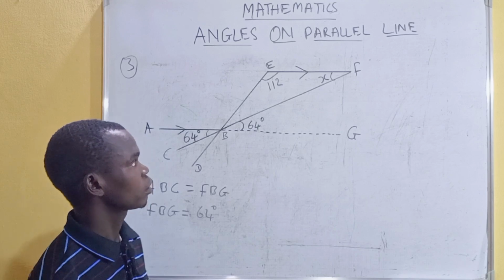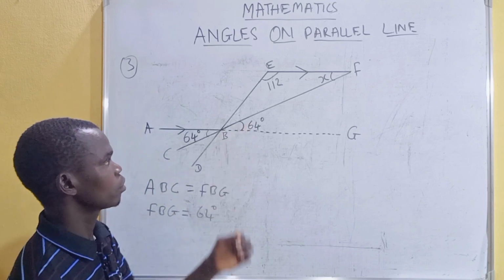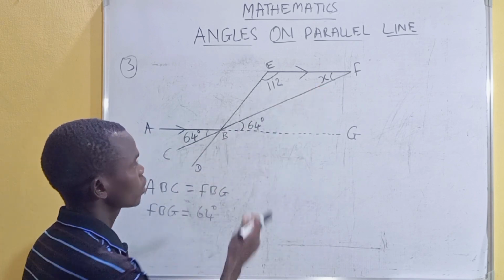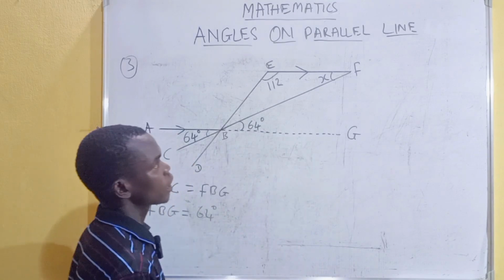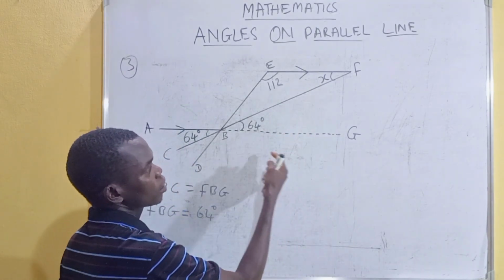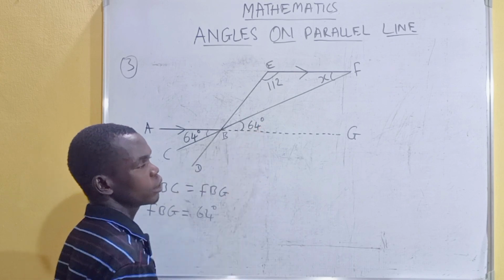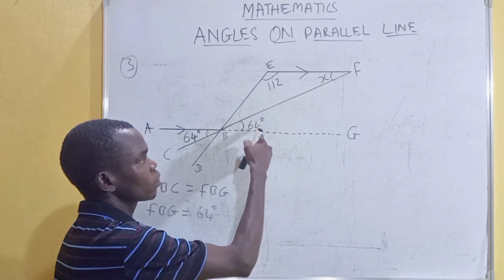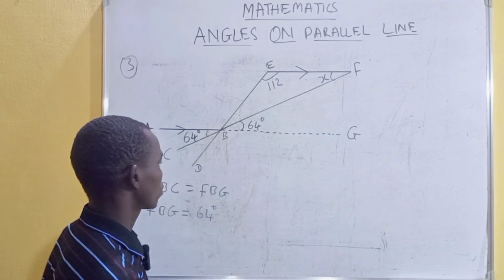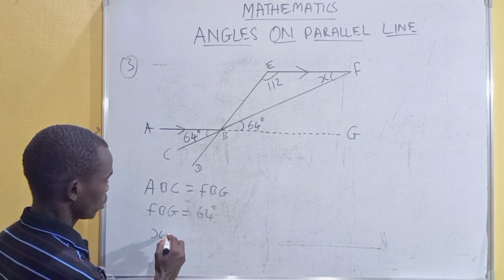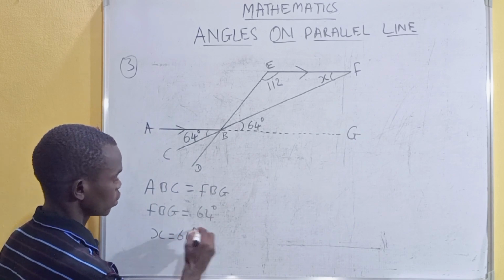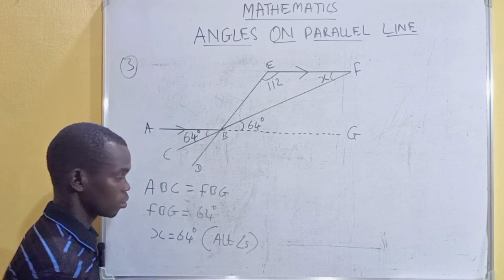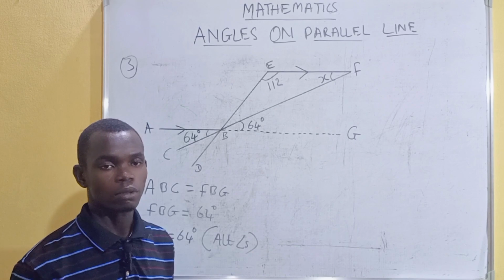So from here, we have gotten this angle, and we are asked to find the missing angle, which is S. And when you look at these two parallel lines, you will notice that this angle S is an alternate angle to this value, which is S is now equal to 64 degrees. So from here we have S is equal to 64 degrees. That is alternate angles. So this is our answer to this question.